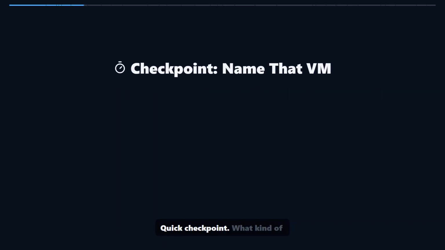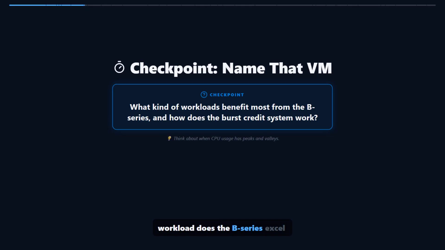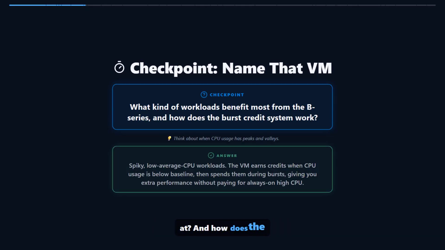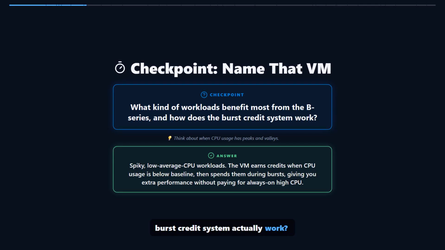Quick checkpoint. What kind of workload does the B series excel at? And how does the burst credit system actually work? Think for a second.